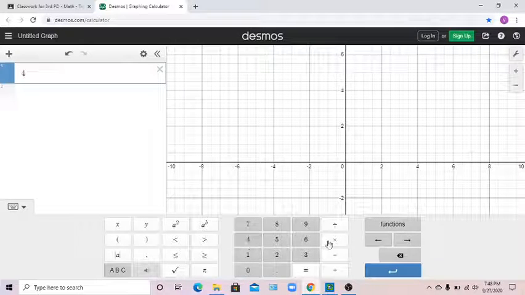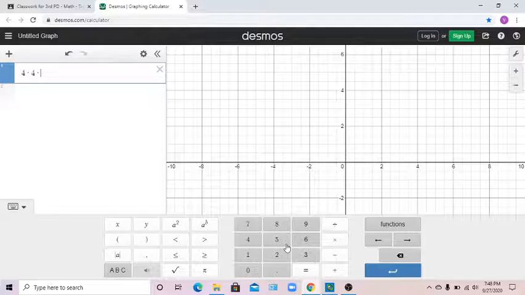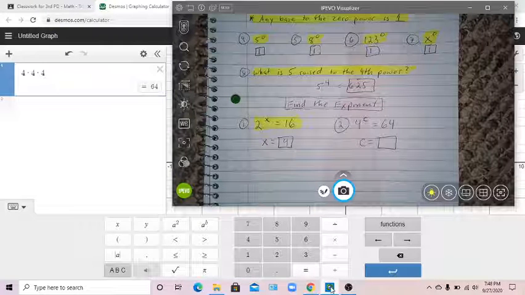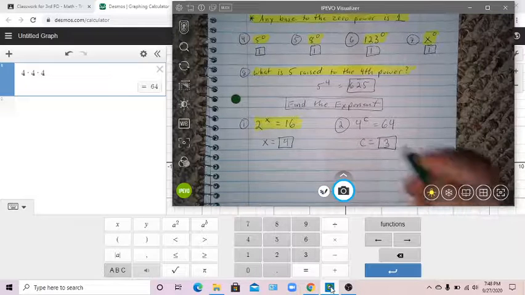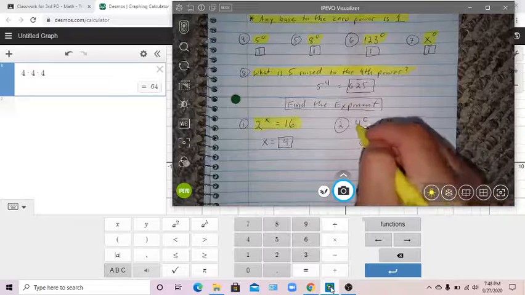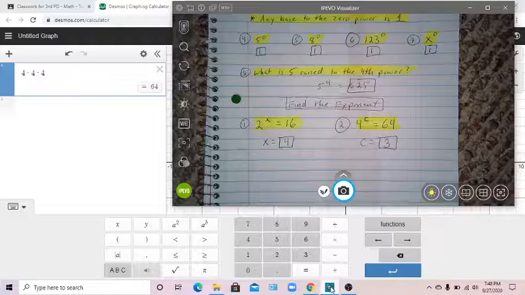I'll do 4 times 4. That gives me 16. Let's keep multiplying by 4. There's the 64 that I want. 4 multiplied by itself 3 times gives me 64. There are three 4's there, so c has to be 3. This was the problem, and that's what you type in as your answer.